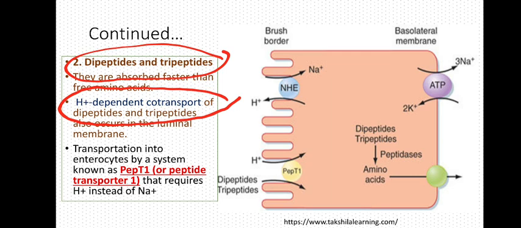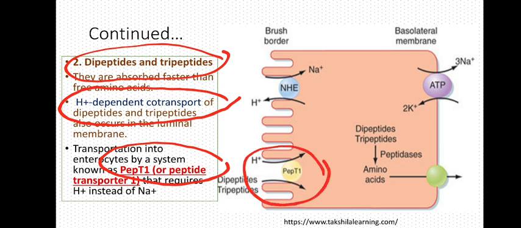See, amino acids are transported through sodium dependent co-transporters, here they are transported through proton dependent co-transporter systems, and there is a special name for it. It is called peptide transporter 1. So, here you can see peptide transporter 1. And in this process what happens, I think you can just concentrate on this.